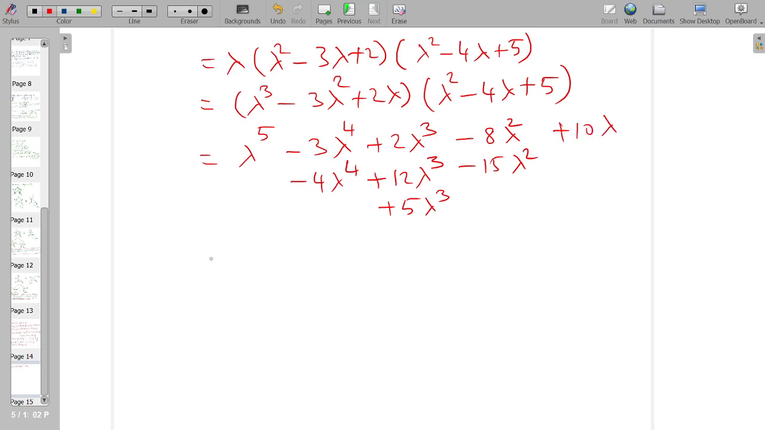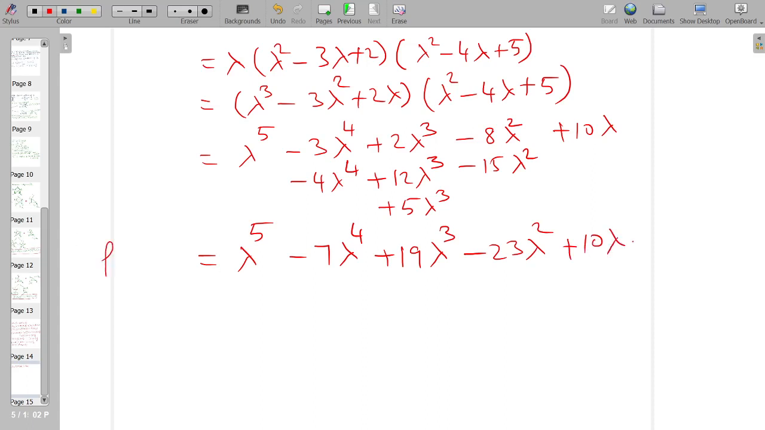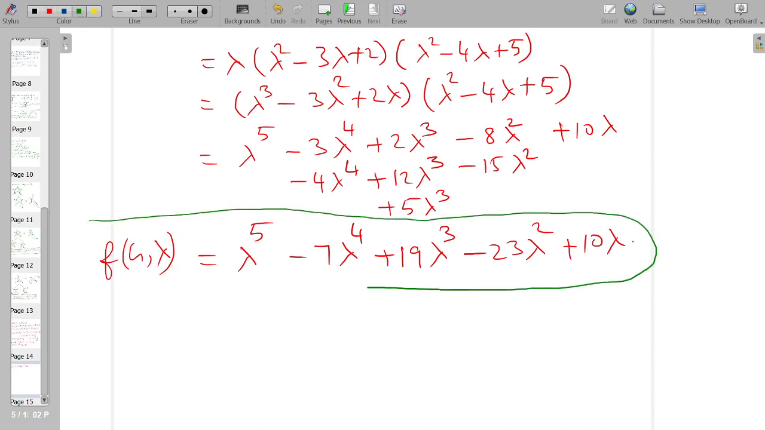So that gets simplified to lambda power 5 minus 7 lambda power 4 plus 14 plus 5, 19 lambda cube minus 23 lambda squared plus 10 lambda. Okay, this would be the chromatic polynomial of the given graph G. Now let us check this. You can see that it does not contain any constants.